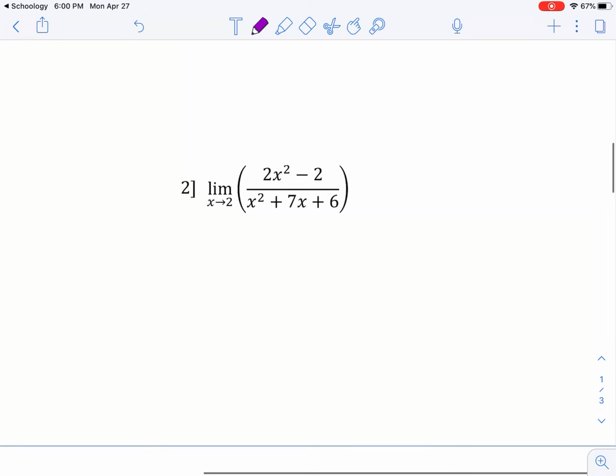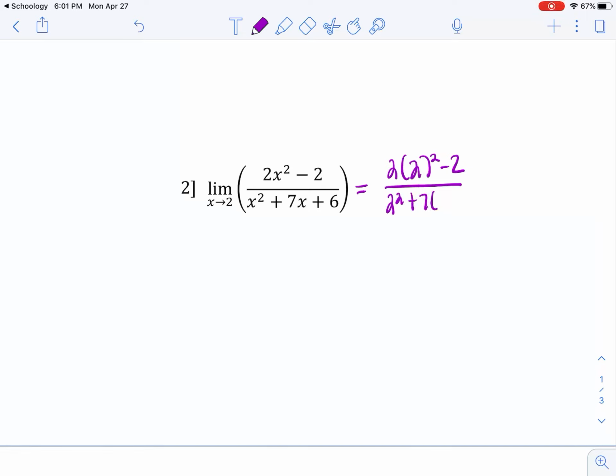This one right here, try plugging in the 2 in the denominator. I get 4 plus 14 plus 6, which is not 0. So I do not have to use the cancellation technique here. I'm going to plug in 2. If you did use the cancellation technique by factoring the numerator and the denominator, it's fine. It's just you did more work.